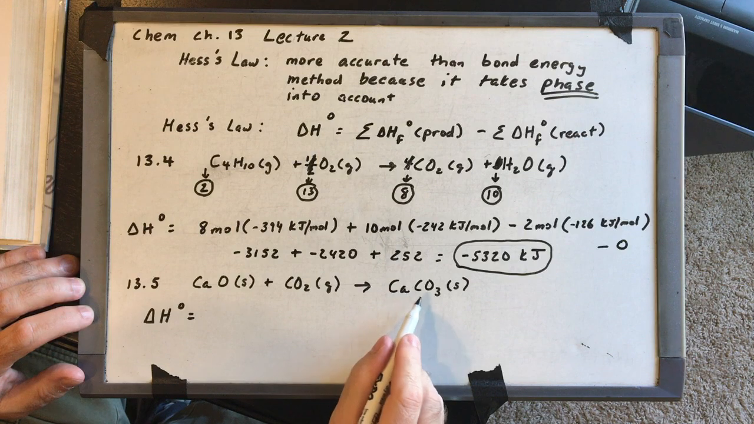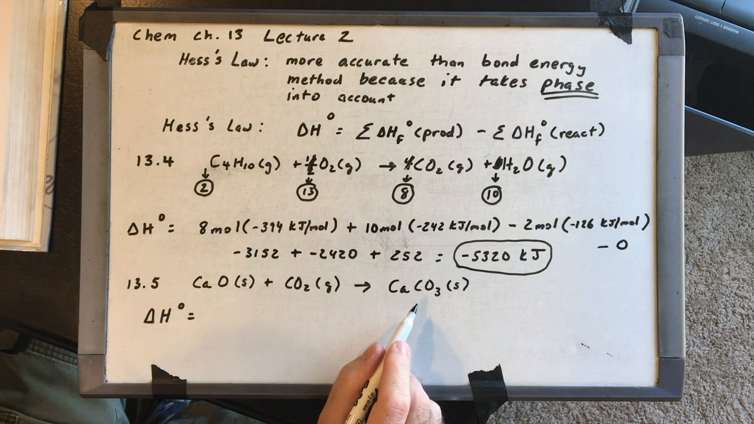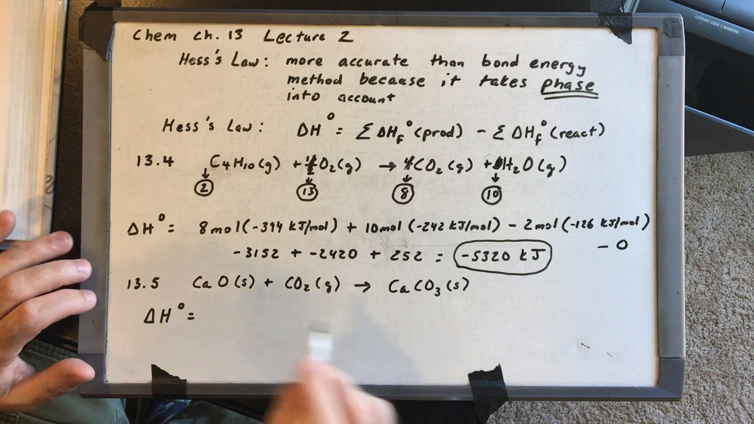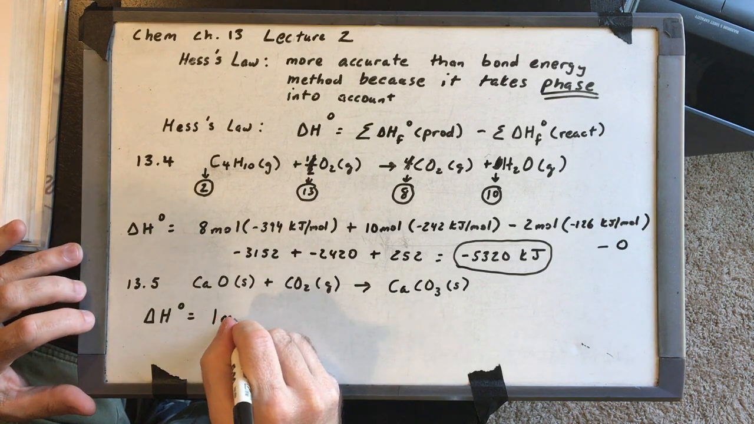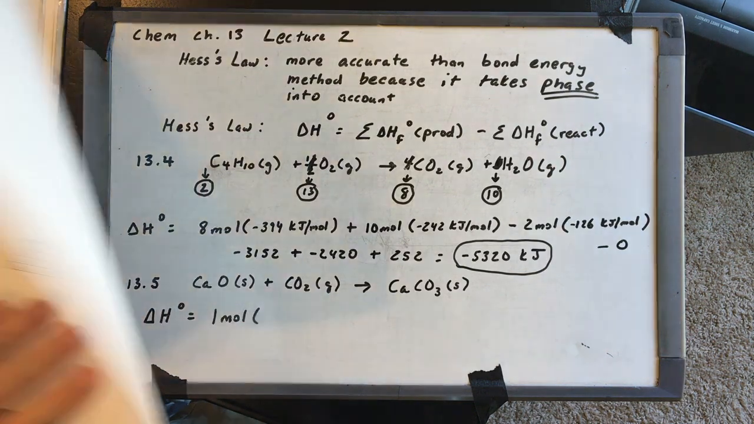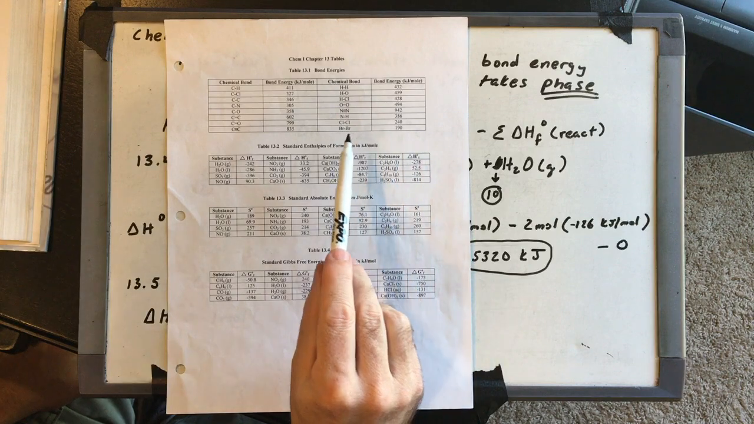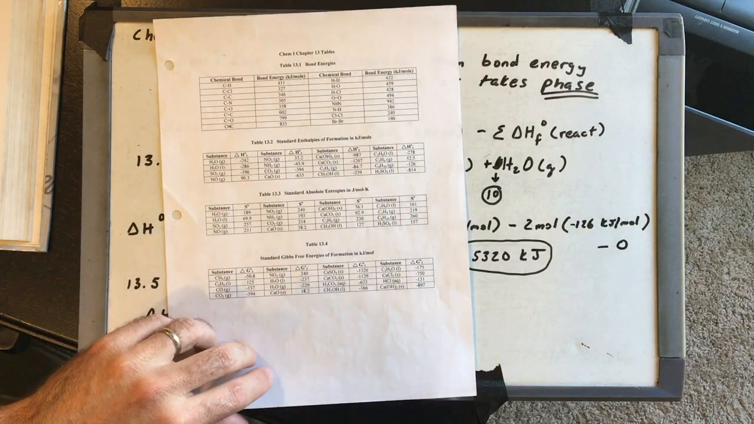We have 1 mole. Again, we got to start with the products. That's the most common mistake. Accidentally do reactants minus products. It's products minus the reactants. So 1 mole. And let's look in table 2. Find CaCO3 solid. All right, there it is, negative 1207.